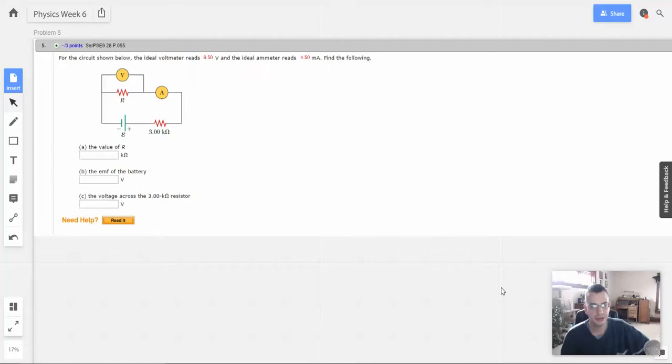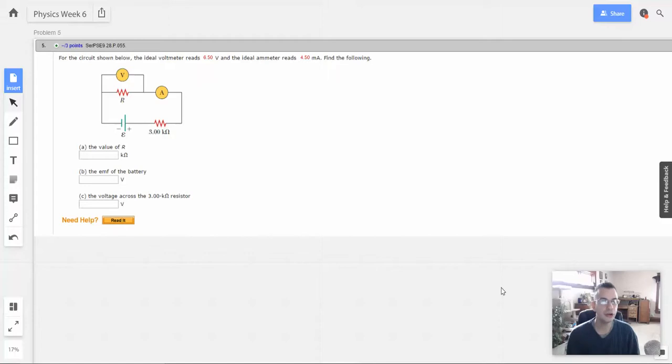Week 6, Problem 5. For the circuit shown below, the ideal voltmeter reads 6.5 volts and the ideal ammeter reads 4.5 milliamps. Find the following. Okay, so this is pretty much the introduction to circuit analysis. So we know that R and the other resistor are in series, so the current between the two is going to be the same. So they want us to find the value of R.